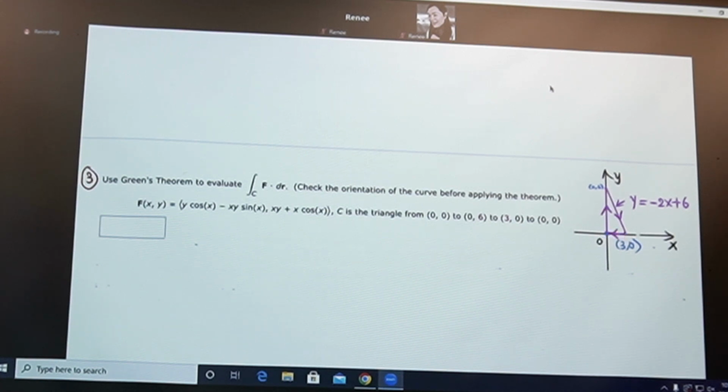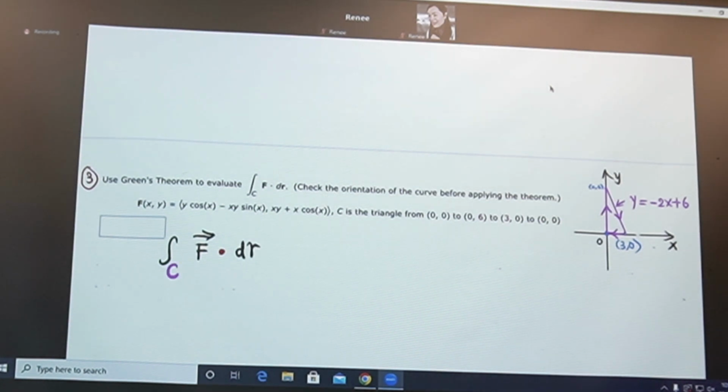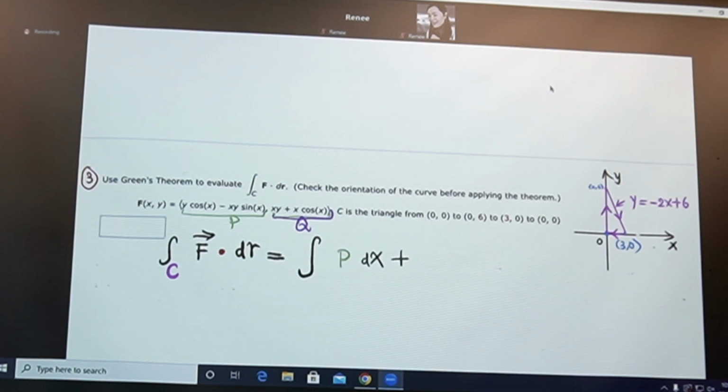So what do we do over here? Okay, so let's write it down. So this integral, and remember this is a dot product, dotted with dr over this curve C, is equal to, let's just write it down. F here, the first component is P, and this is Q. So you will have P dx plus Q dy over C.